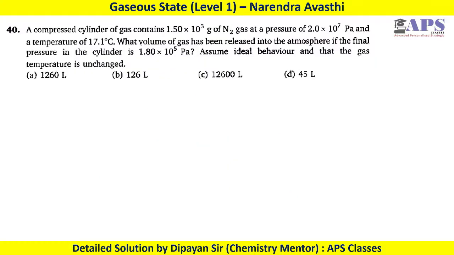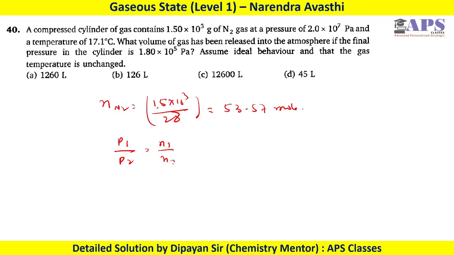In question number 40, a compressed cylinder gas contains 1.3 into 10 to the power 3 gram of nitrogen. Okay, so first of all we have to calculate number of moles of nitrogen. So number of mole of nitrogen will become 1.5 into 10 to the power 3 divided by 28, and it will give 53.57 moles. Okay, now we can write P1 by P2 equal to N1 by N2. Pressures are given by 10 to the power 7, 1 point into 10 to the power 7. Initial number of mole is 53.57. We have to calculate the final number of mole.